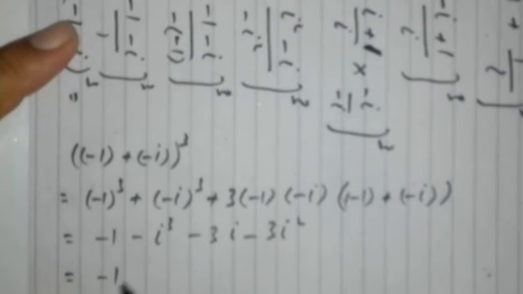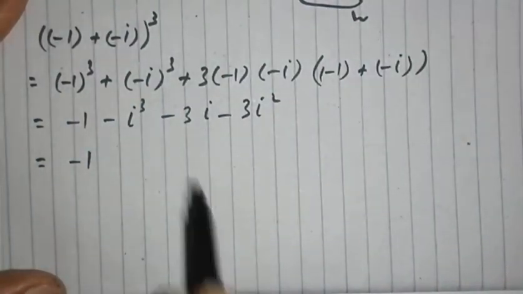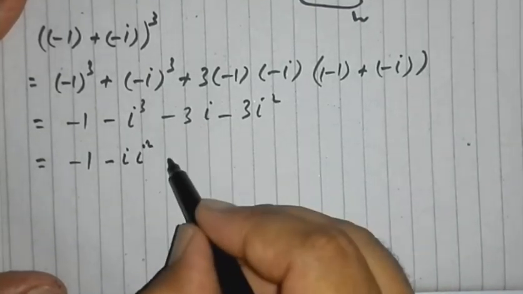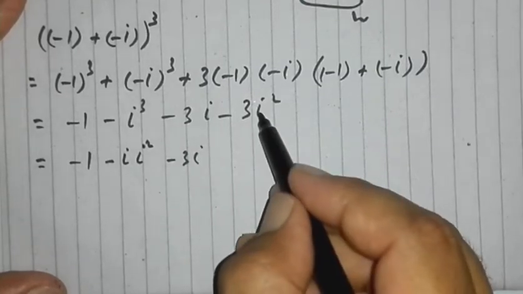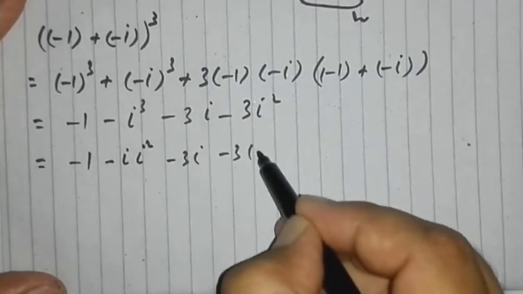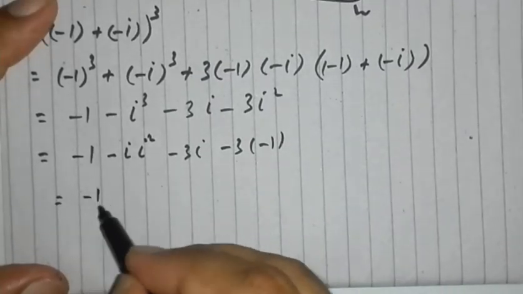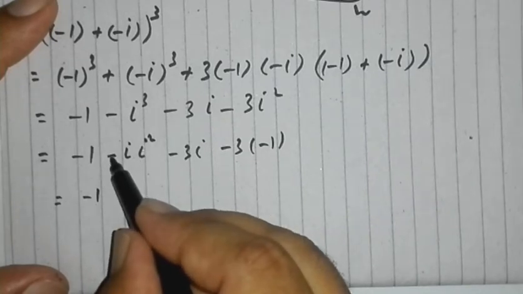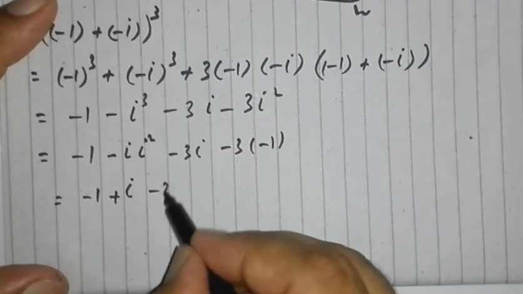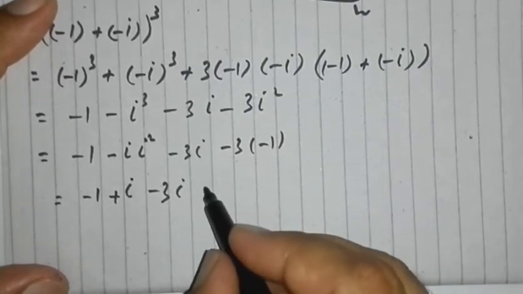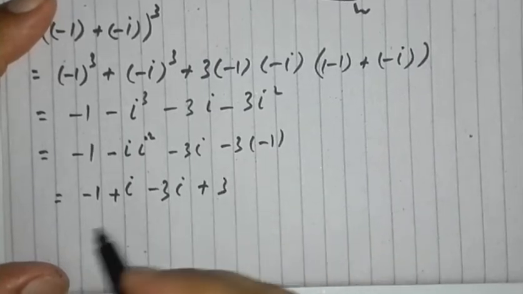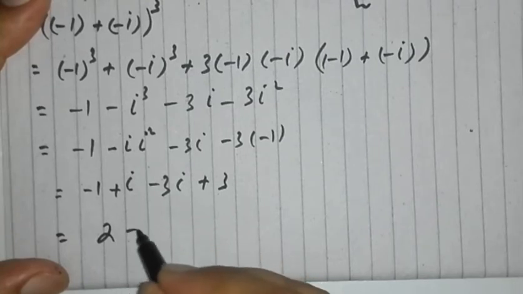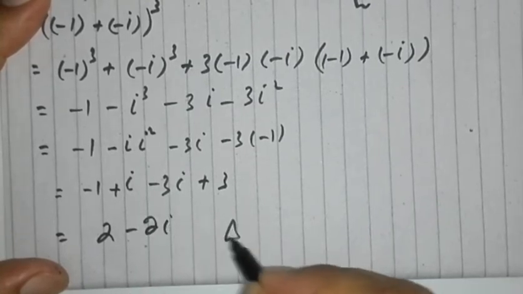Now look, minus 1, this iota cube can be written as minus iota into iota square, and minus 3 iota minus 3 iota square value is minus 1. So we get minus 1. Here iota square value is minus 1, so minus 1 into minus, so plus iota, and here minus 3 iota, and minus into minus we get plus 3. Now 3 minus 1 we get 2, and minus 3 iota plus iota we get minus 2 iota, which is the answer.